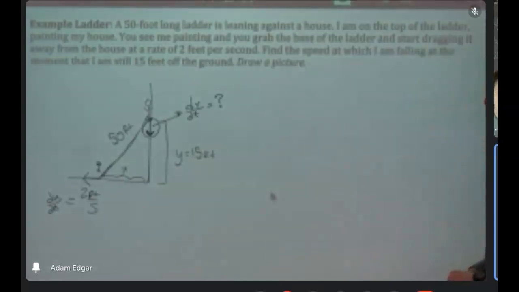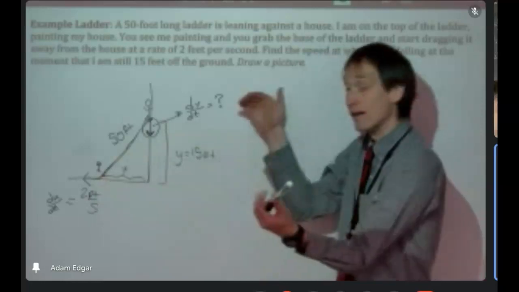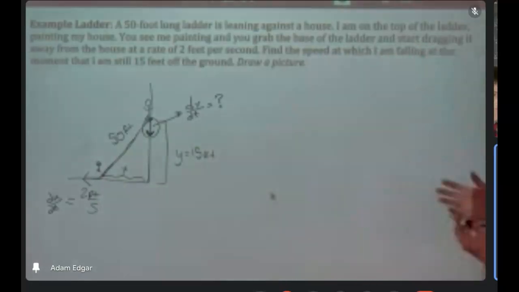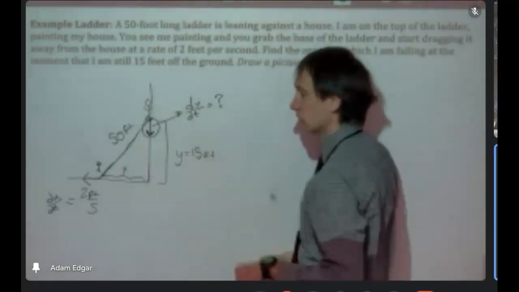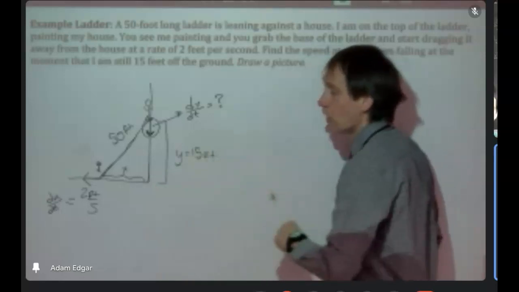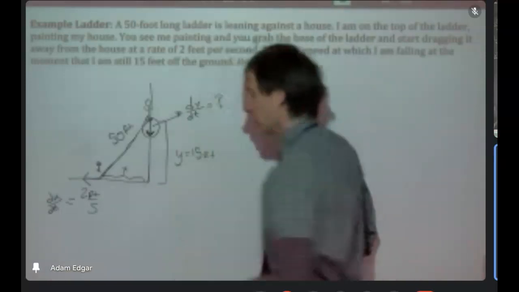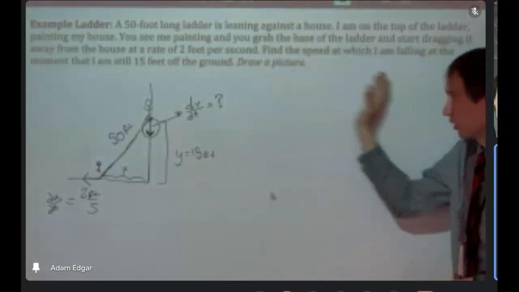Is the 50, the length of the ladder, changing? No, that's not. The ladder is not telescoping while we do this. That would make things a little more complicated even than it already is. So I think we now have all of our components. We have the sides of our triangle, x, y, and 50. We know what y is right now, but that's changing. We know how x is changing, and we want to find out how y is changing, right? Any questions with all that?